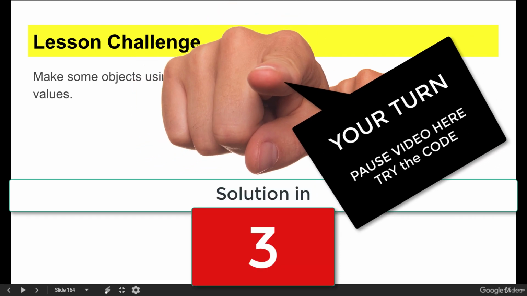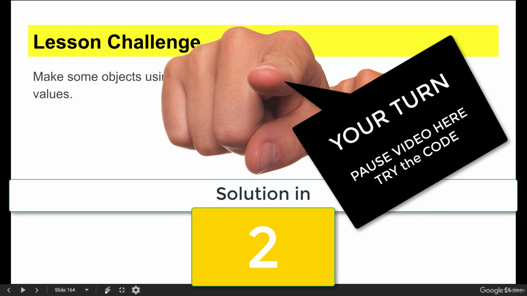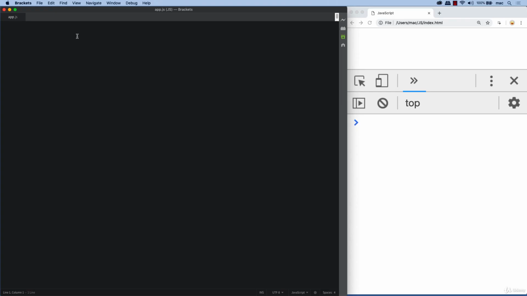And I'll walk you through it, so you can go ahead and pause the video and try it out, and I'll show you the solution coming up. So first of all, let's create our function. And this function can just be called car, and it's going to take in a bunch of parameters.